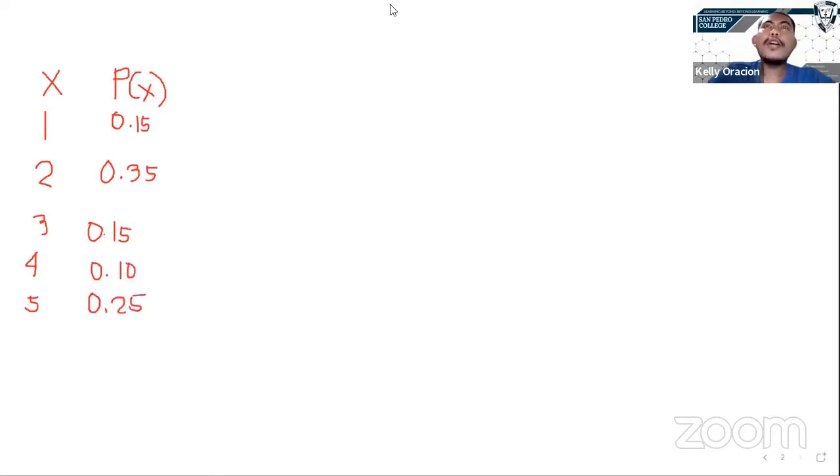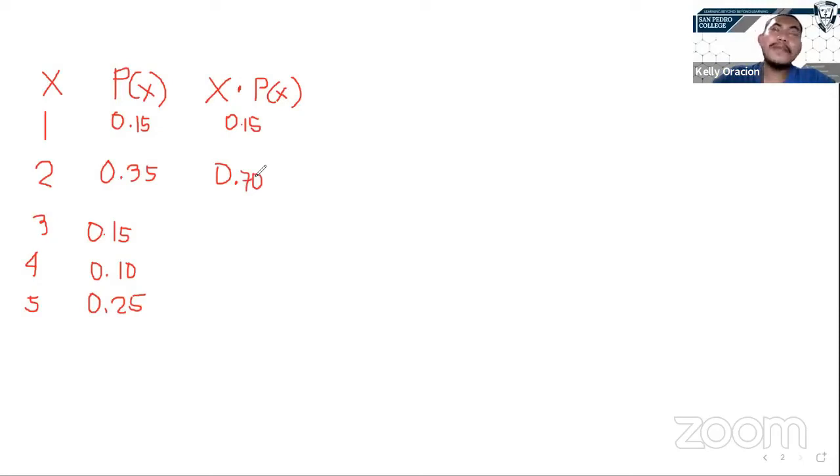Now, we are going to get the mean first. We need to get the mean first. So we multiply x and P of x to get the mean. 1 times 0.15 is 0.15. 2 times 0.35, how much? 0.70. Am I correct? 0.70?